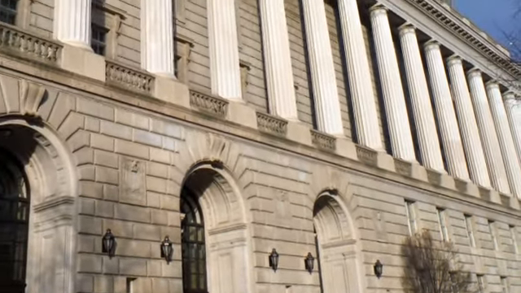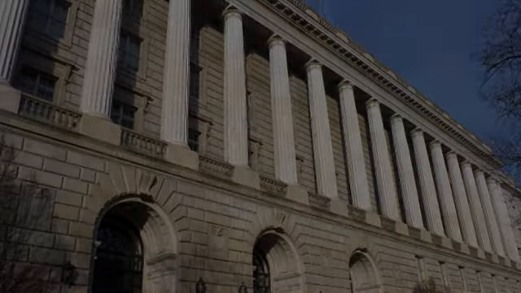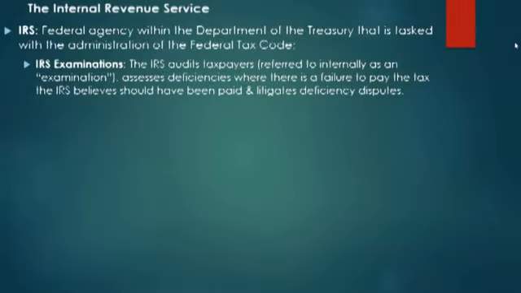So IRS examinations, as discussed before, the IRS audits taxpayers, which is referred to internally as an examination. The IRS assesses deficiencies where there's a failure to pay the tax the IRS believes should have been paid, and the IRS litigates deficiency disputes. And this is all within the civil arm of the IRS.